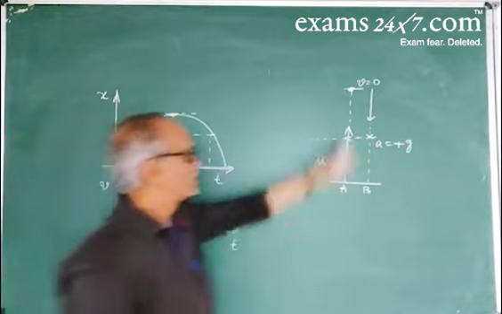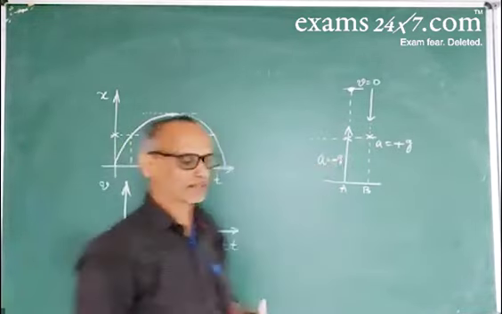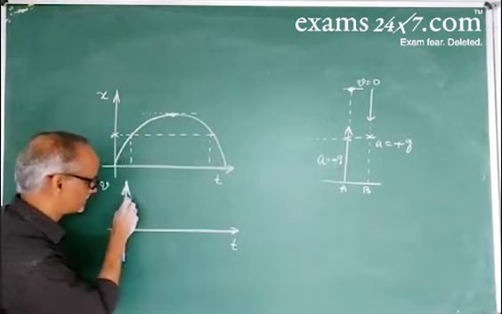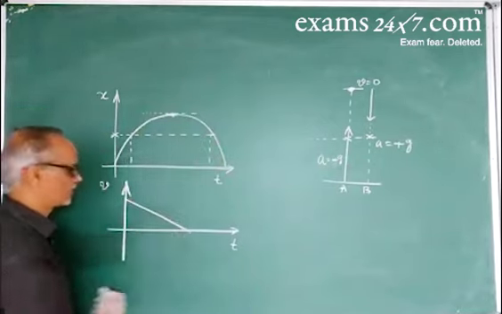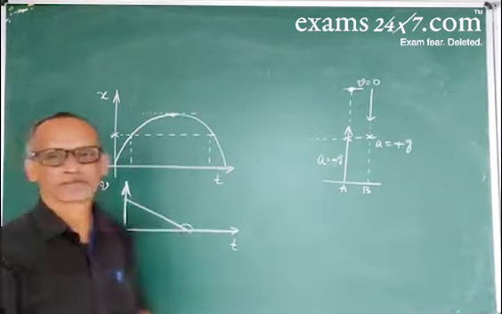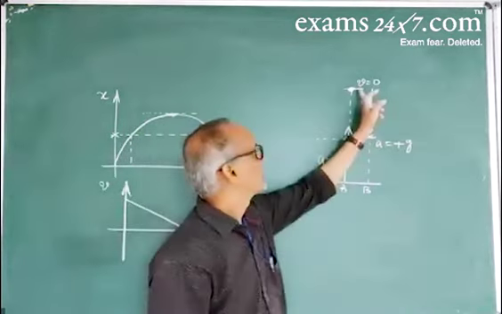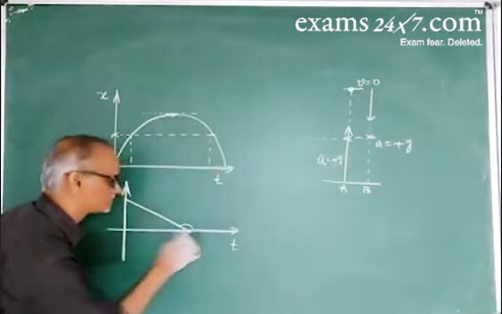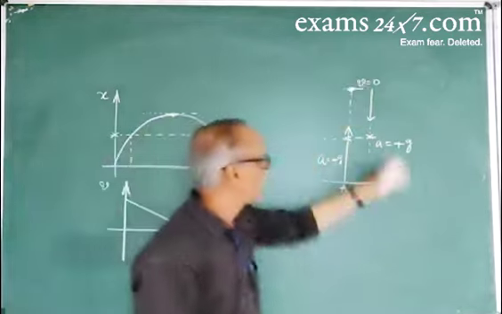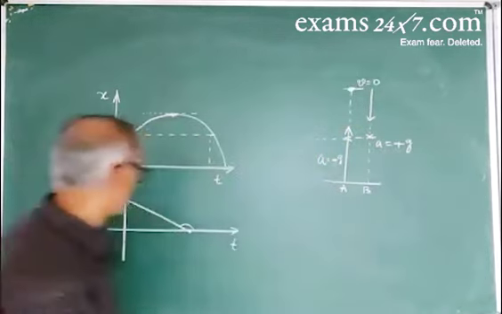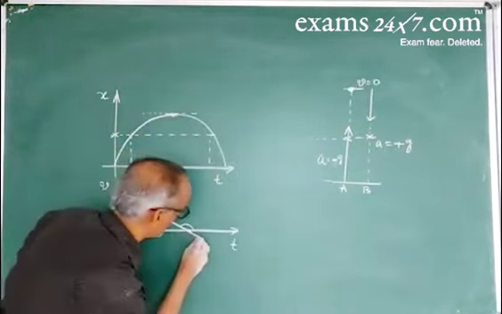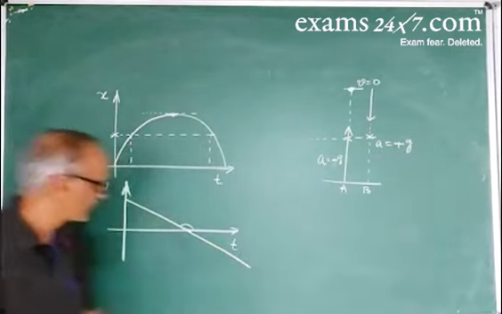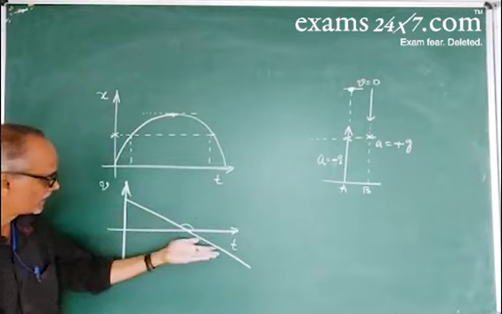So how about the vt graph? When it's thrown upward, acceleration is negative. So that means the slope of the vt graph is negative. So therefore it's a straight line with a negative slope. And then when it reaches the highest position or maximum height, its velocity becomes 0. And then when it falls back, its acceleration is positive. So therefore this straight line will continue to remain a straight line, but it will be in the next quadrant.